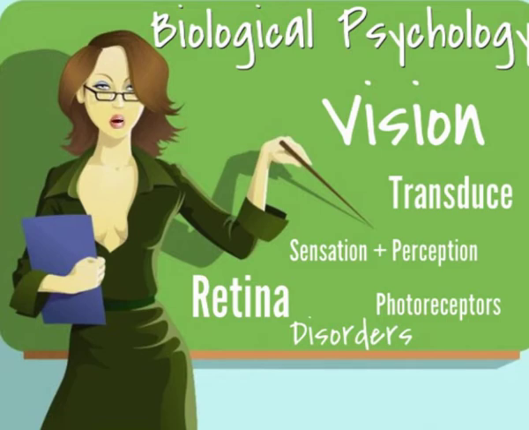Do I expect you to memorize this? Absolutely. Once it gets to this part of the brain, now it's perception. So sensation is taking in the sensory input. Perception is detecting, making sense of sensory input. So sensation, taking it in; perception, making sense of it.